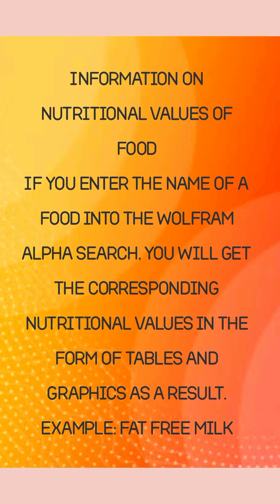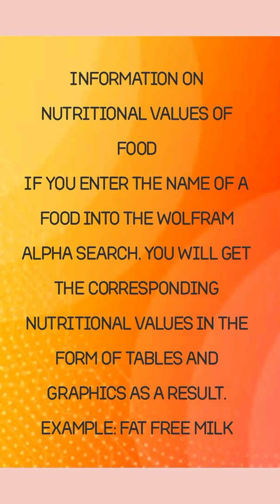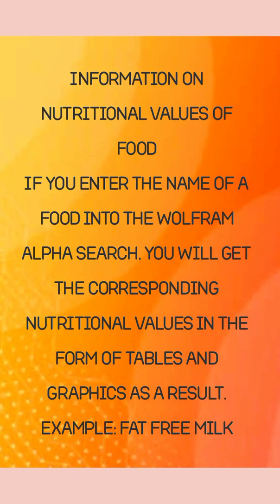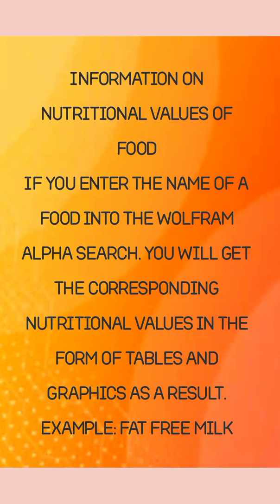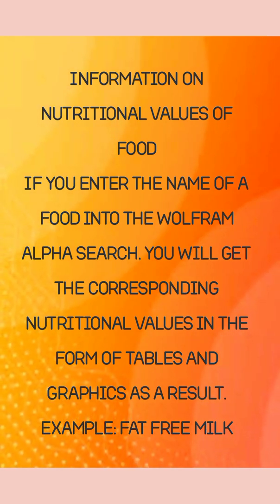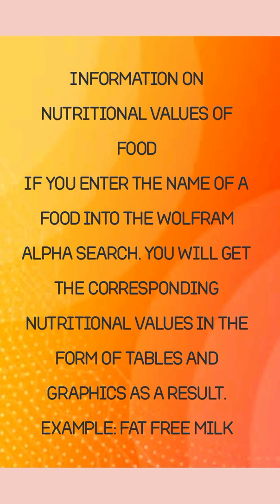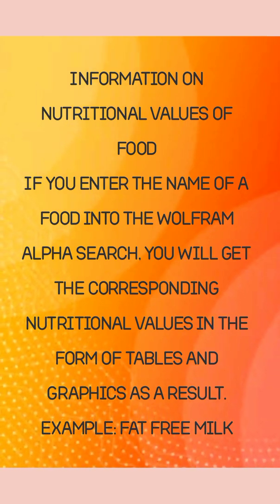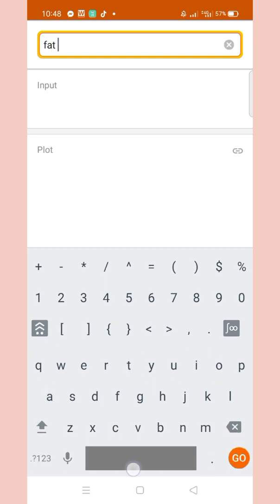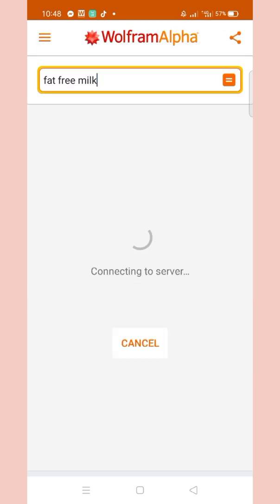Another feature is information on nutritional values of food. If you enter the name of a food into the Wolfram Alpha search, you will get the corresponding nutritional values in the form of tables and graphics as a result. For example, fat-free. Let's search the fat-free milk. And let's see what information about this.